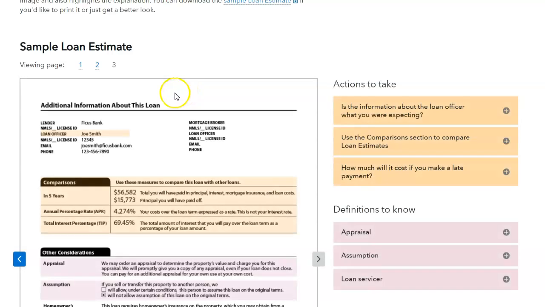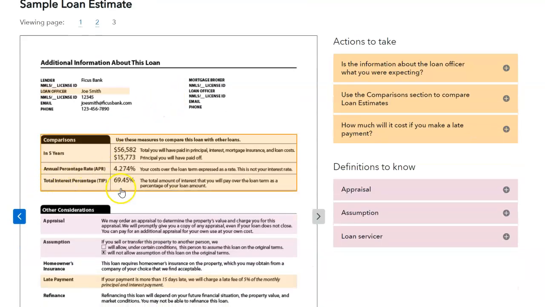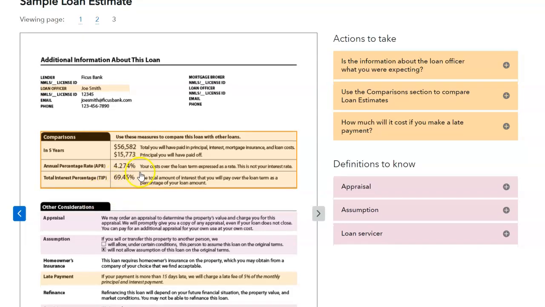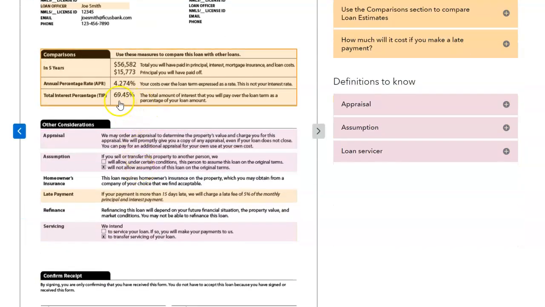Okay, so back to page 3. And this is the total interest percentage. So you'll pay on this particular loan, and this number is going to be higher these days with higher interest rates. 69.45% is the total amount of interest you will pay over as a percentage of your loan amount. So again, that's just good information for you to have.